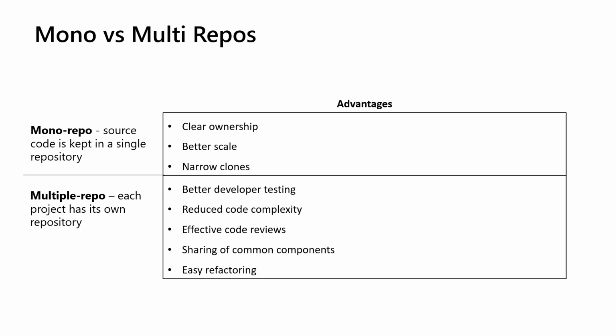Mono repos are a source control pattern where all of the source code is kept in a single repository. This makes it super simple to give all your employees access to everything in one shot. Just clone it down and done. Multi-repos, on the other hand, refer to organizing your projects each into their own separate repository.